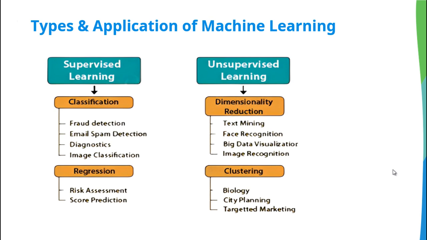Under unsupervised learning, we have dimensionality reduction, text mining, face recognition, big data visualization, and image recognition. Under clustering, we have biology, city planning, and targeted marketing. These are just examples of areas of application of machine learning.